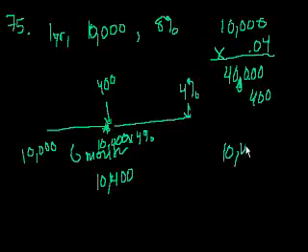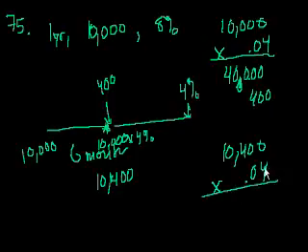So 10,400 times 0.04. 4 times 0 is 0. 4 times 0 is 0. 4 times 4 is 16. 4 times 0 is 0 plus 1 is 1. 4 times 1 is 4. And then we have 2 numbers behind the decimal point. So now they're going to pay you $416, the second payment.